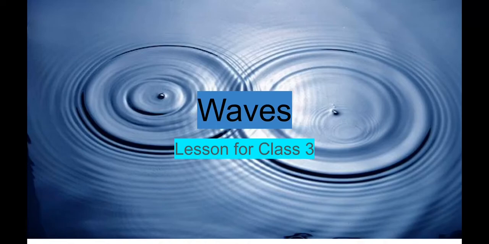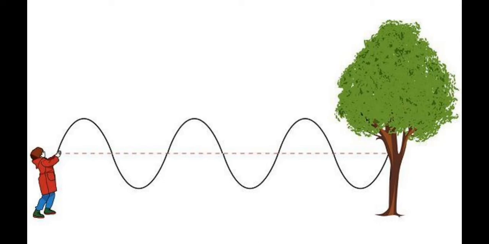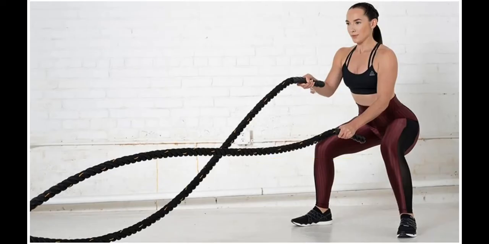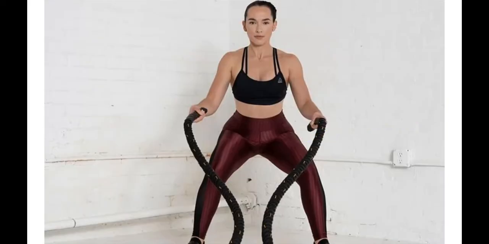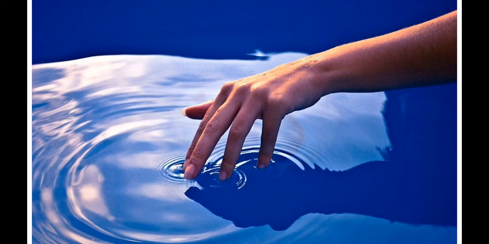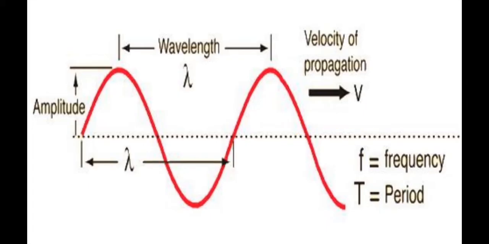This presentation will be about waves. You can create waves with a rope, or take heavy ropes and go to the gym and do exercises with heavy ropes. You can make waves in opposite directions like this, in the same direction like this, or like this. But these are not real waves. Real waves are very easy to create on the water surface.